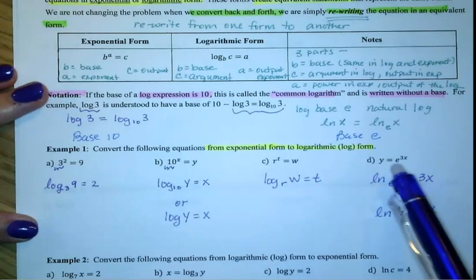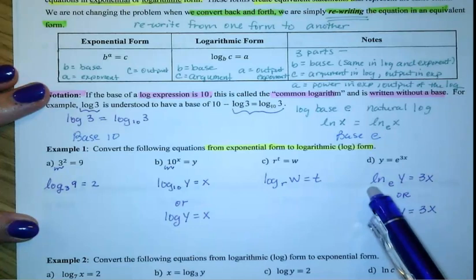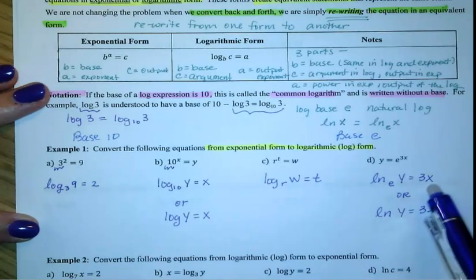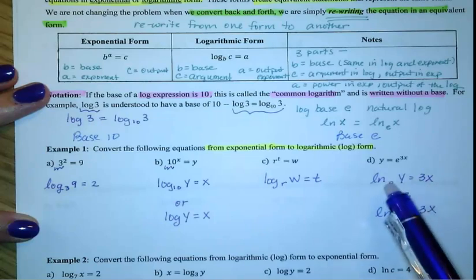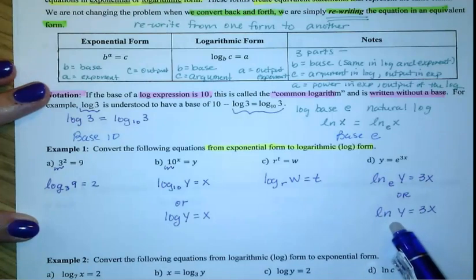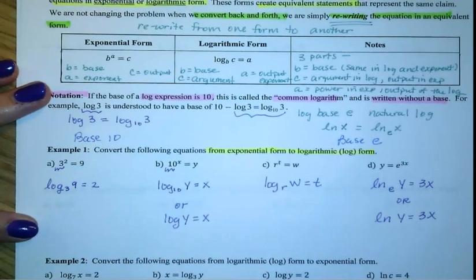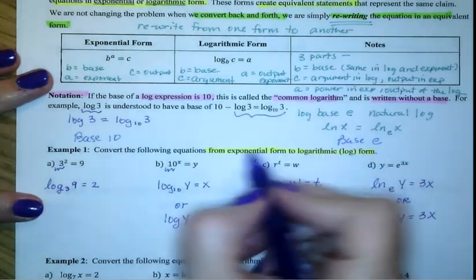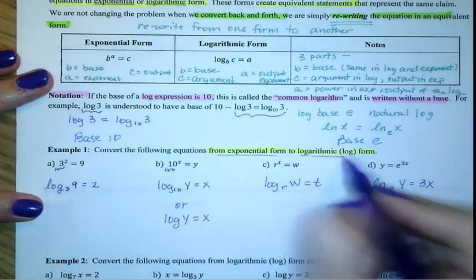Here, we have base e, so we know it's natural log, base e of y equals the exponent. And remember, when we say base e or we say natural log, we know automatically that's base e. So you probably would see this written as natural log of y equals 3x. So that's going back from exponential form to log form.